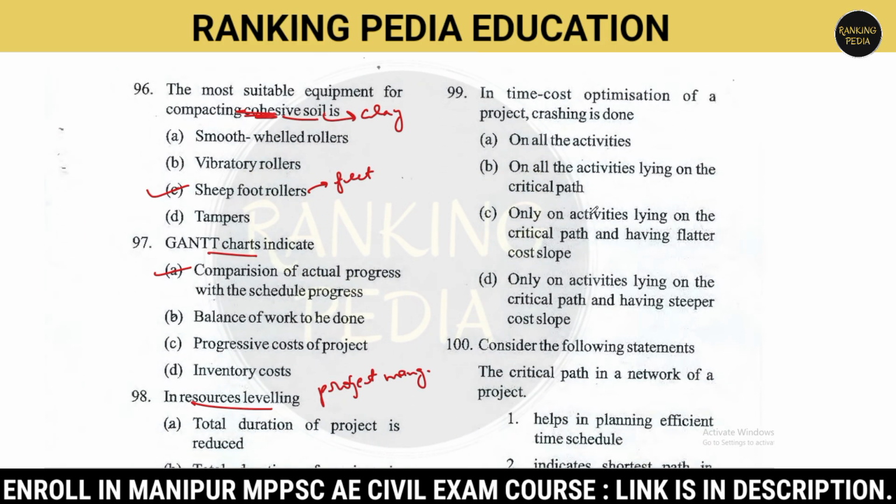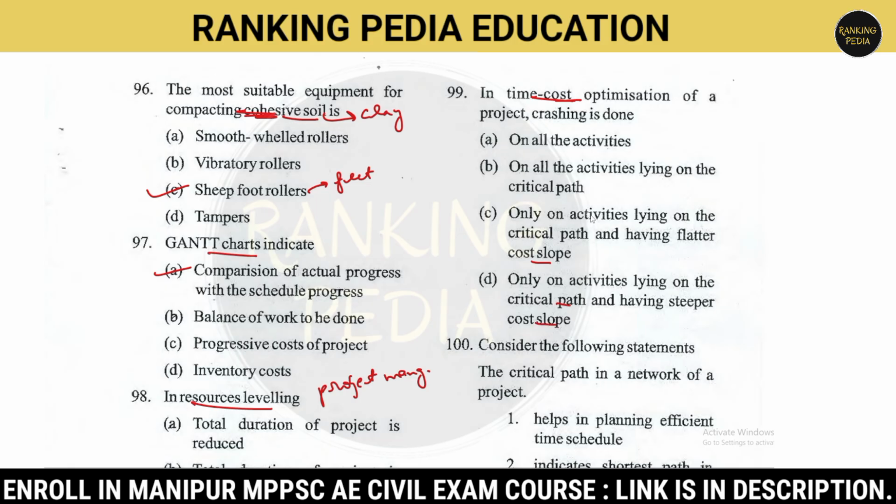Next is question number 99. In time cost optimization of a project, crashing is done. The options are on all the activities. Option B is on all the activities lying on the critical path. Option C is only on activities lying on the critical path and having flatter cost slope. Option D is only on activities lying on the critical path and having steeper cost slope.